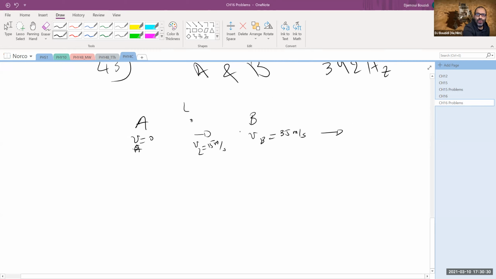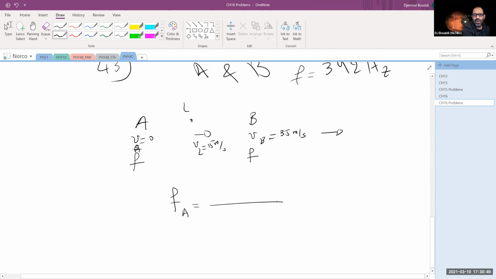So the listener is moving away from the source. The source is emitting a frequency F. This one, by the way, is emitting the same frequency, and F is equal to 392 hertz. Both of them are emitting the same frequency. But from this vantage point, the listener will hear a frequency from A that is equal to, basically, since the source is not moving, we don't have to worry about the denominator. It's V of sound.